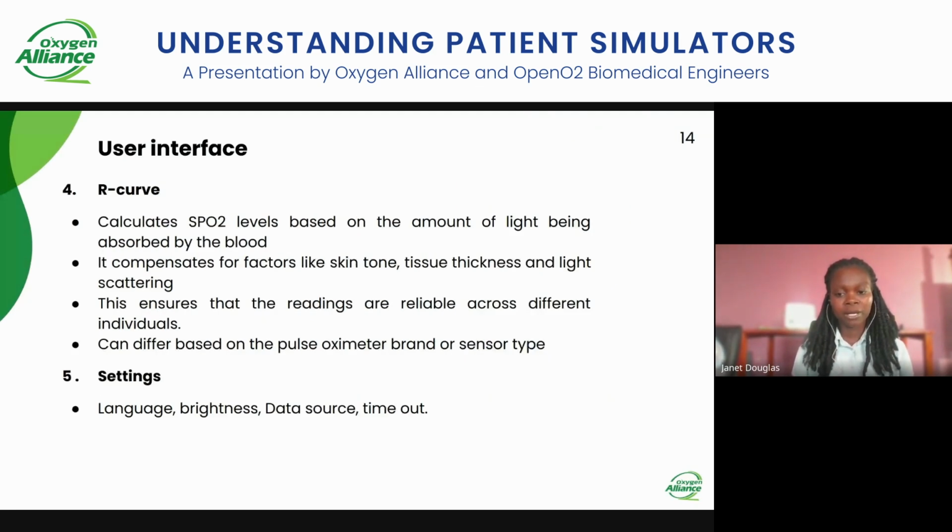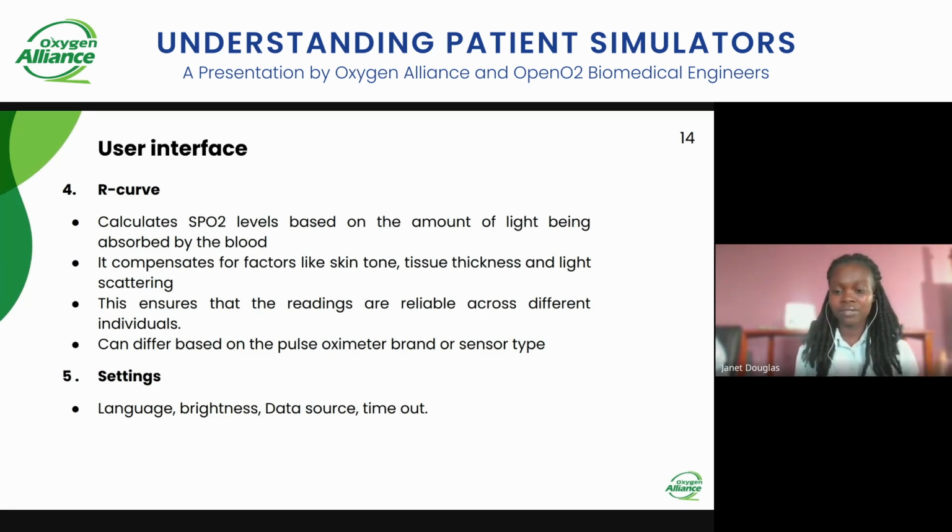And apart from that, you have an error curve. The error curve is mostly found in SpO2 simulators, and this calculates the SpO2 level based on the amount of light being absorbed by the blood. When it comes to oxygen saturation, you talk of infrared and red rays being absorbed by the blood through the tissues. So it compensates for factors like the skin tone, the tissue thickness, and the light scattering. It shouldn't matter whether you have light skin or dark skin, or whether there's dust or something else, it should still give you the required results.